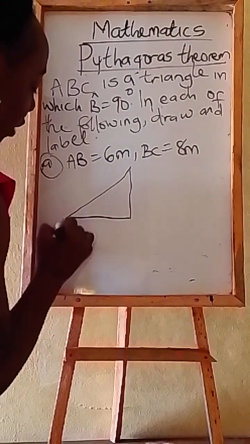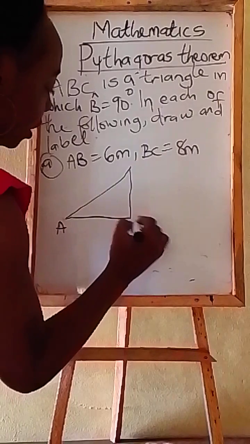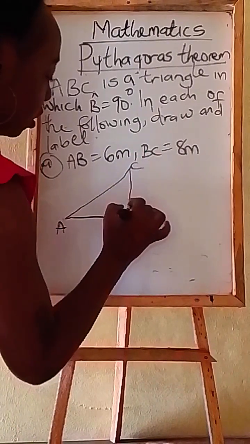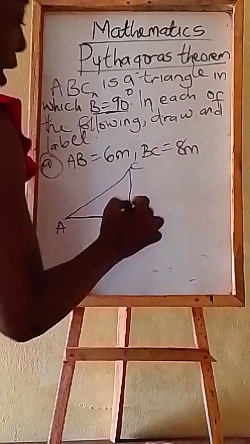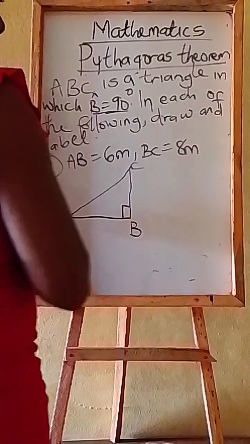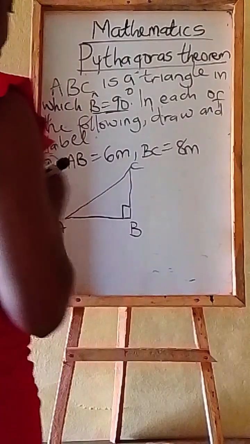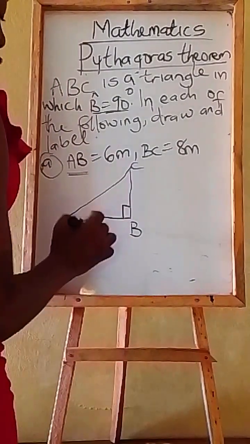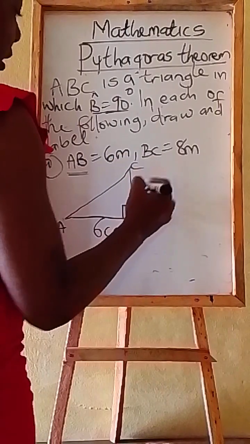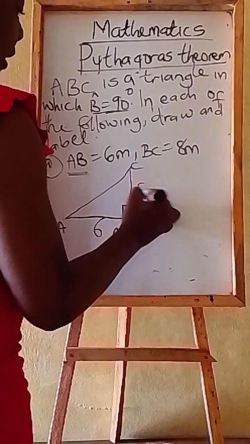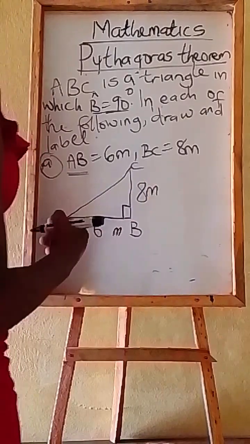We want to label A, B, C. Note, our B is 90 degrees. They told us our AB is 6 meters, and BC is 8 meters.